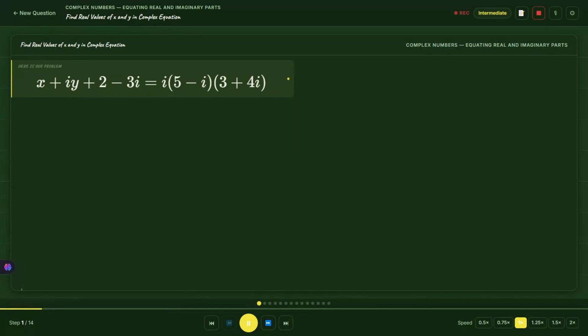Let's look at this problem together. We need to find the values of x and y that make both sides of this equation the same. Don't worry, we'll do it one small step at a time.